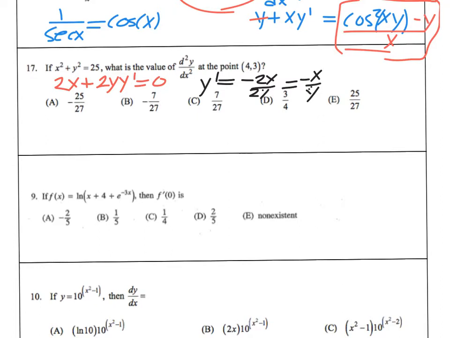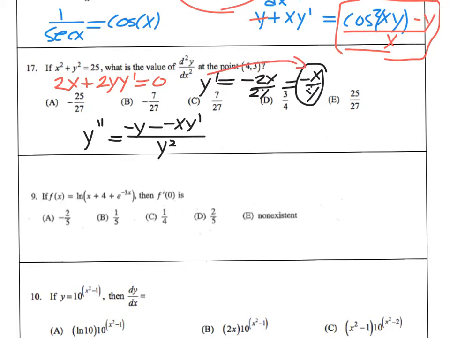Okay, the second derivative, so y double prime is equal to the derivative of negative x over y, which is a quotient rule. That's going to be the bottom times the derivative of the top, which is negative 1, minus the top, negative x times the derivative of the bottom, y prime, all over the bottom squared, so y squared. And here we have a weird thing happening, which is that we have a y prime in here. The good thing is we have y prime defined as negative x over y.